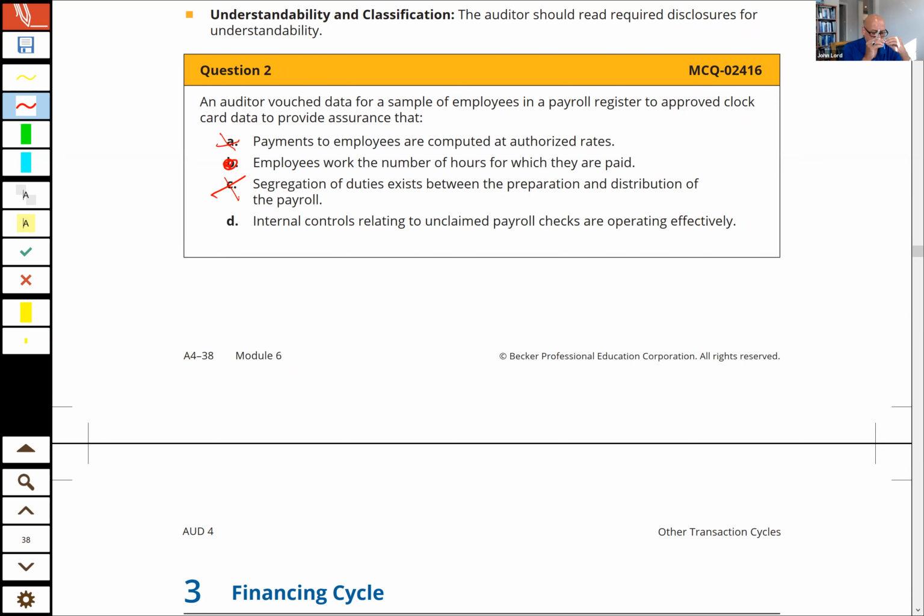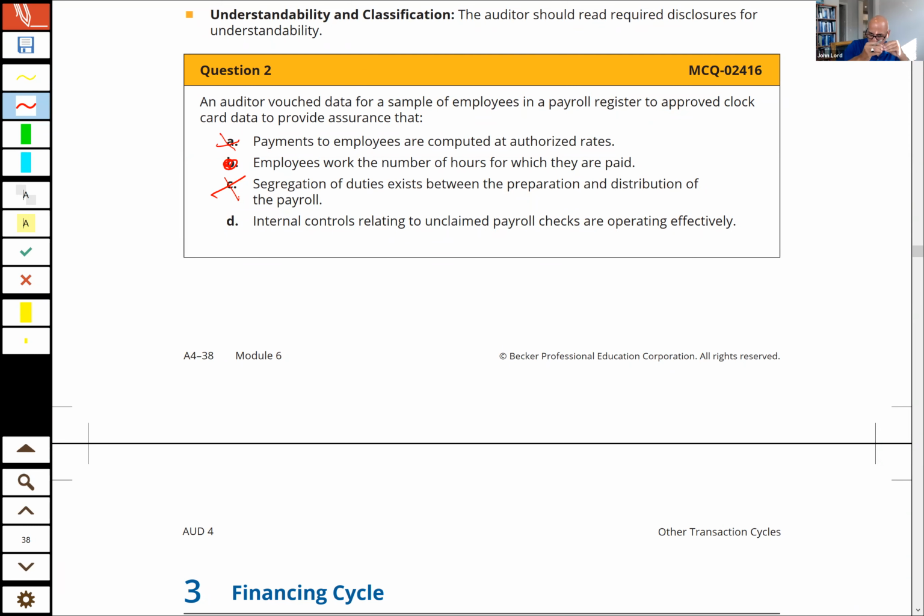The person worked, they got paid, there was a check that was issued to them and they didn't claim it. How will you find that? By looking at the payroll register and comparing it to time cards.